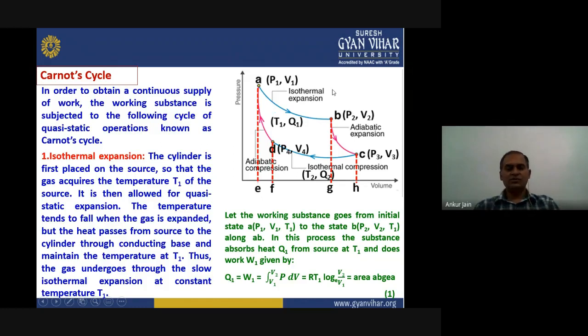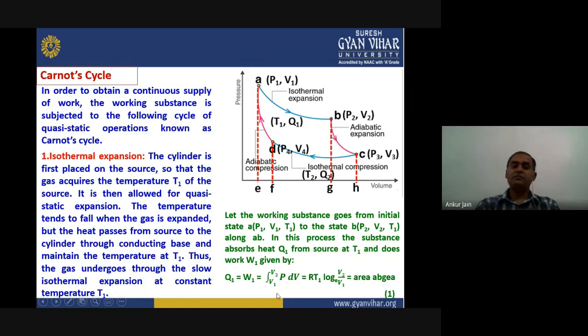So the total work from here to here will be given by Q1, because we have supplied the heat Q1, that will equal W1, and that can be written as the integral within the limits V1 to V2 of P dV. dW is always given by P dV. Because we are changing from V1 to V2, we are integrating within the limits of V1 to V2.